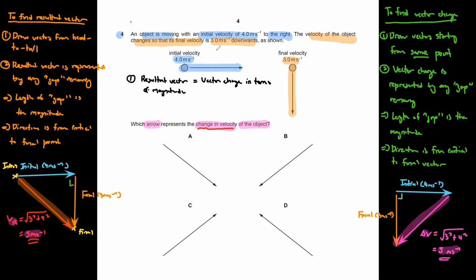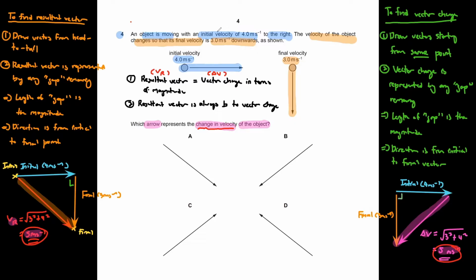In our case, we can actually say that resultant velocity is the same as change in velocity in terms of the magnitude, because you can see here, this one is 5 meters per second, this one is also 5 meters per second. And then what can you then say about the direction? As for the direction, we will say that resultant vector is always perpendicular to the vector change.